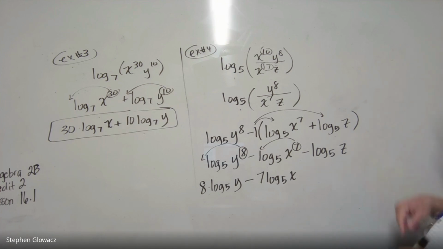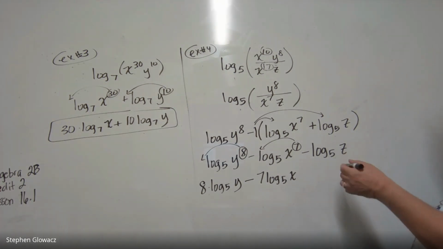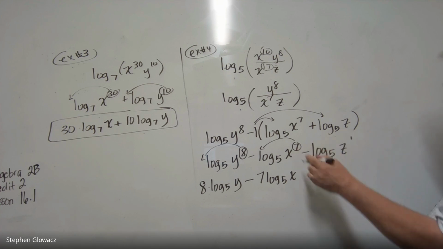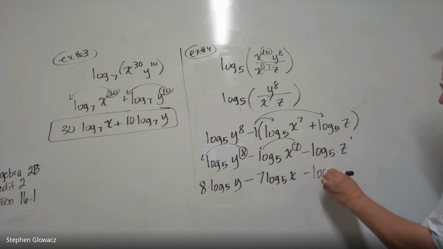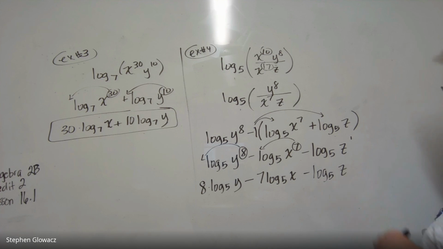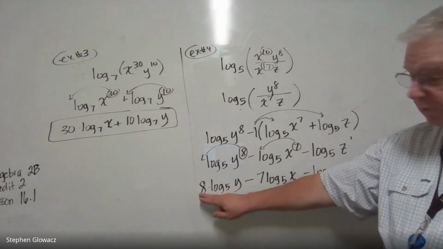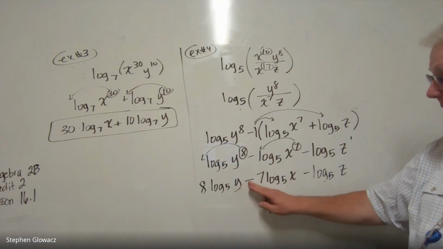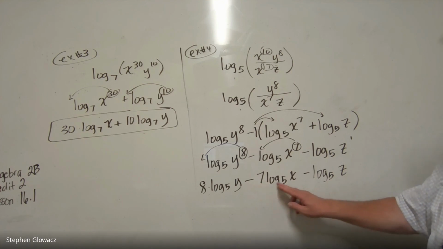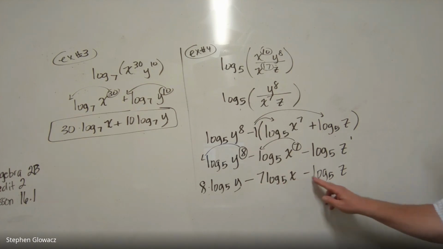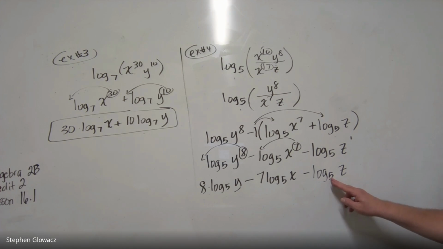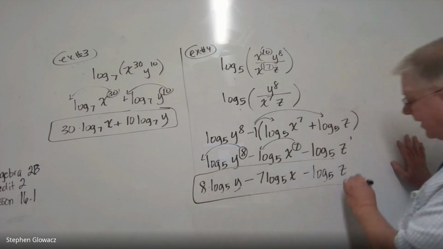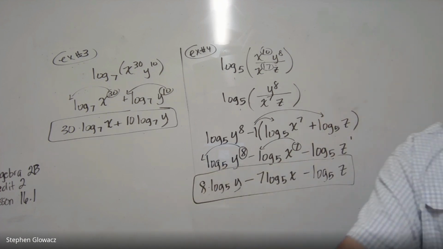Now, I was going to say there's no exponent. There's always an exponent, but it's a 1. And if it's a 1, we don't need to write it. So we have minus log base 5 of z. And so our final answer, we'll read it again: 8 log base 5 of y minus 7 log base 5 of x minus log base 5 of z. And that is it. All right. So that is our example for problem number 4.